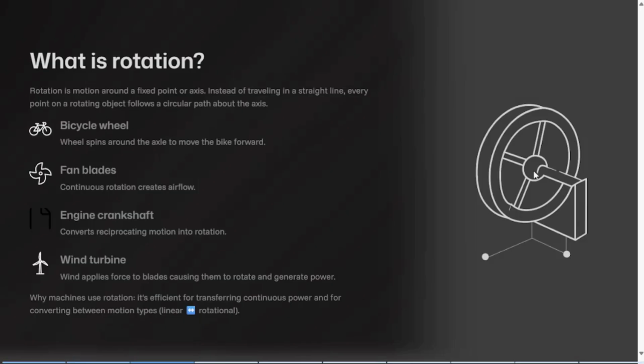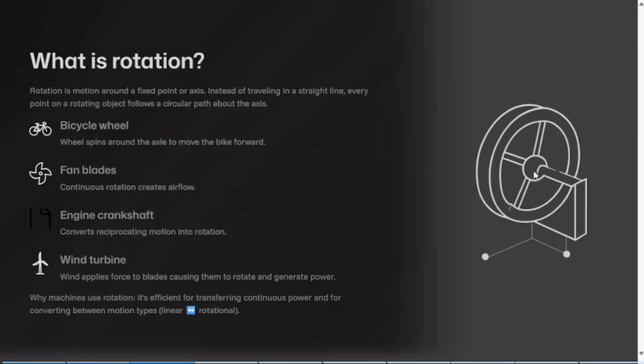Let's start with rotation itself. Rotation is motion around a fixed point or axis. Unlike linear motion, where an object travels in a straight line, rotational motion causes every point on an object to move in a circular path around the axis.